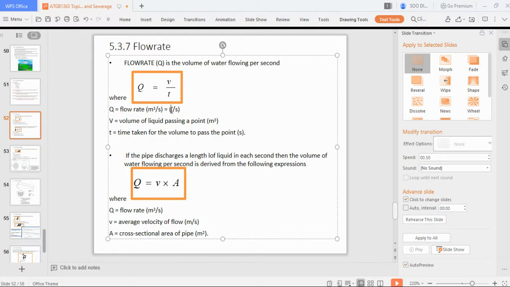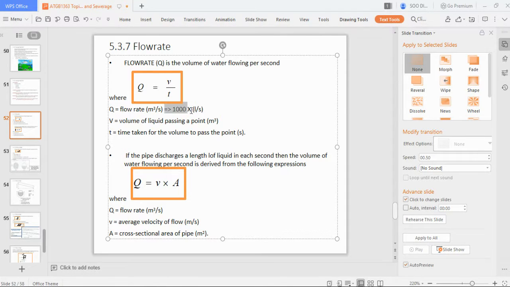But to convert it the other way, you have to multiply it by 1000. So this is just a different conversion of unit, liter to meter cube. You multiply it by 1000, and for 1 liter you get 1 meter cube. And vice versa, if you have 1 liter per second and you want to convert it into meter cube, you have to divide it by 1000.